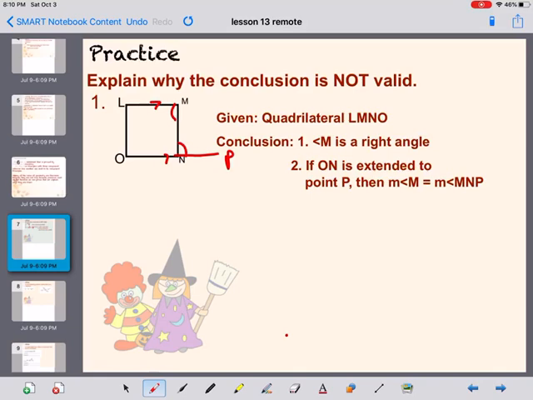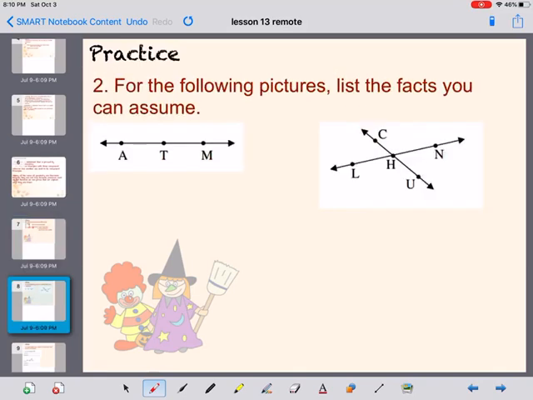It's very important that you understand that just because something looks a certain way doesn't mean it's necessarily true. You have to actually be told it in order for it to be true. So this is a good exercise with this. Look at the pictures. What can you assume? Let's start with the first one. Take a moment. What can you assume just by looking at that picture?